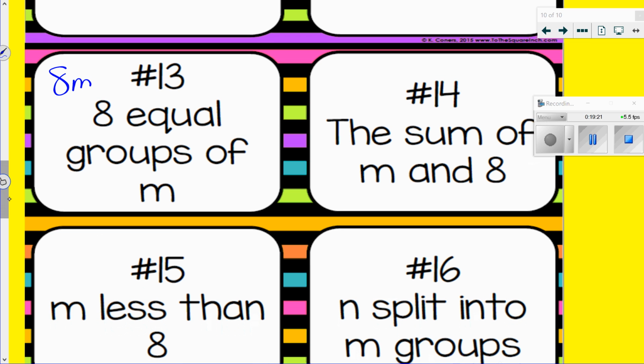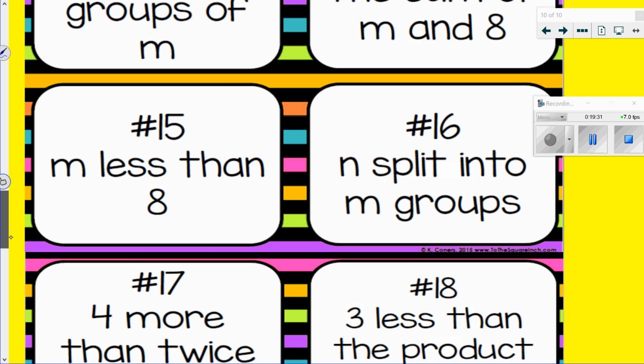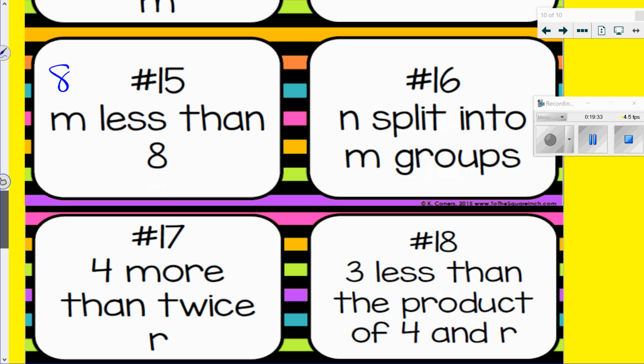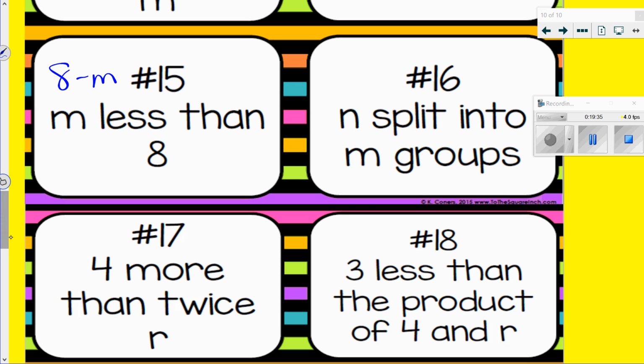8 M's. The sum of M and 8. No flipping phrases, so we just write it as it's written. M plus 8. If you did 8 plus M, that's a minus 1/2. M less than 8. That means a flipping phrase. M is less than 8. N split into M groups. That's a division.